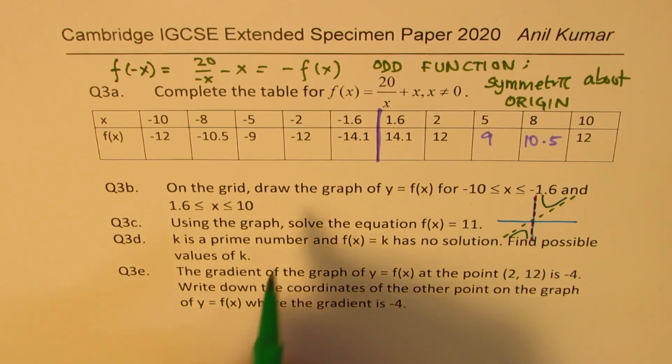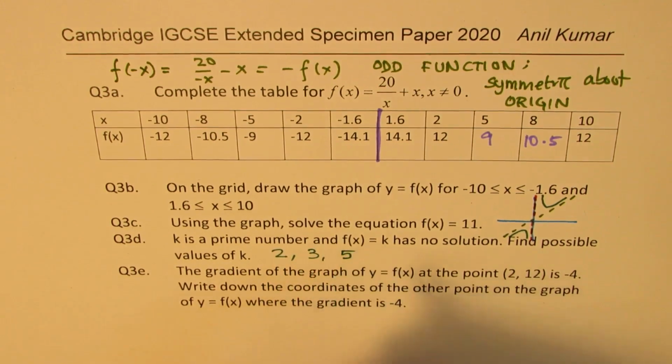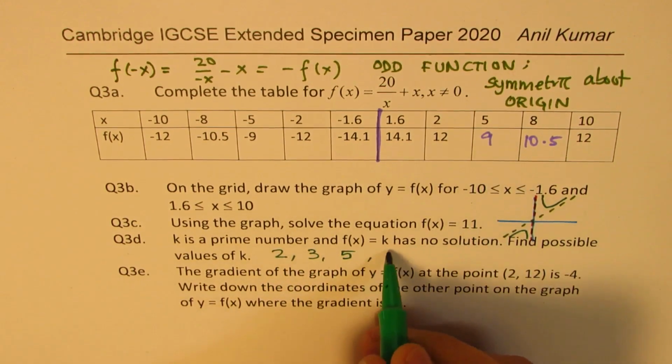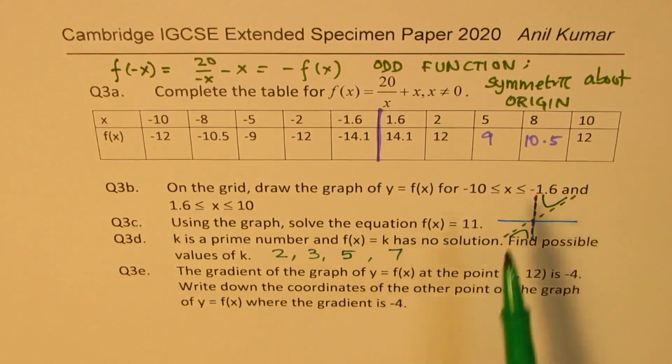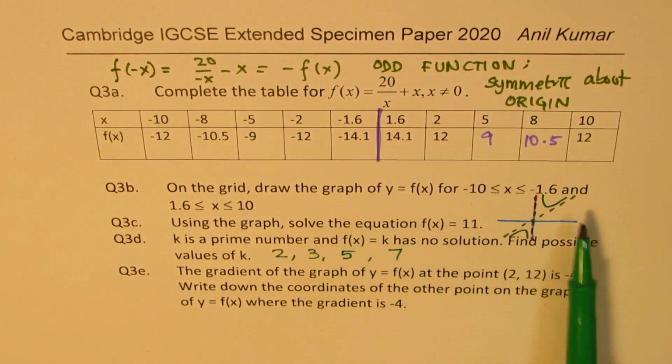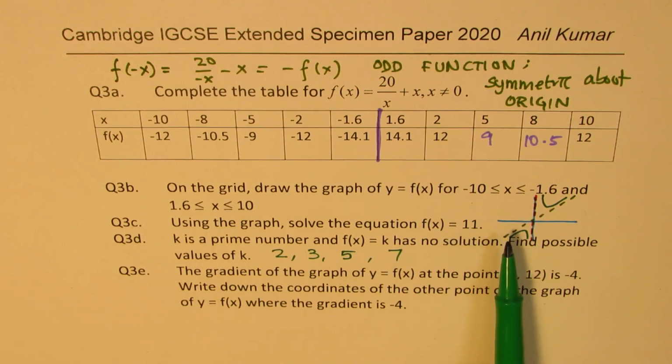The prime numbers are 2, right? 3 and 5, and you could go to 7 also. Perfect. So 7 is also a prime number. These are the prime numbers which you could list for 3D. What I'm trying to tell you here is that you have a fairly good idea of how to sketch it, right? And then you can answer questions immediately.